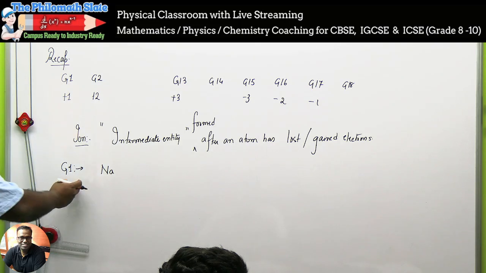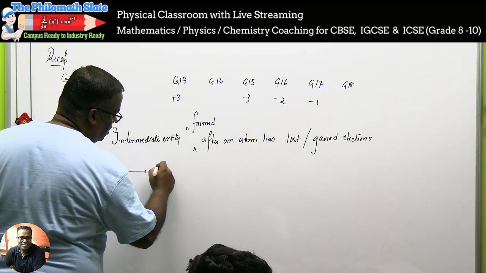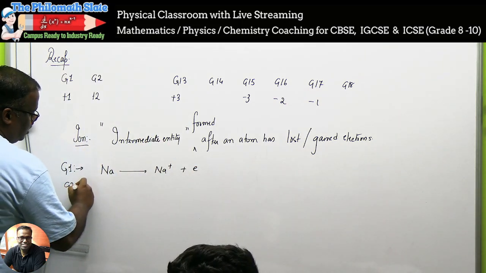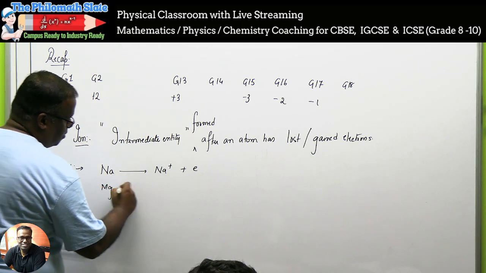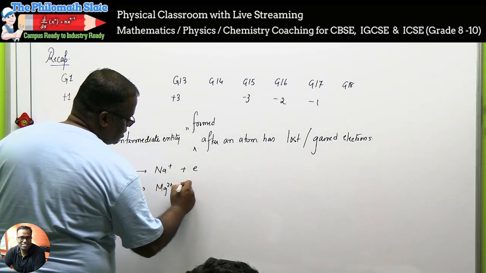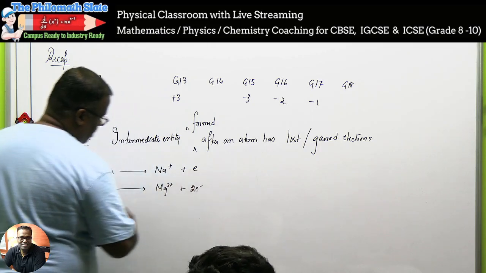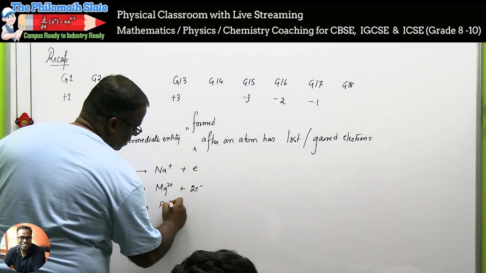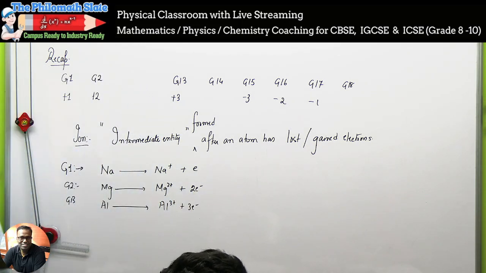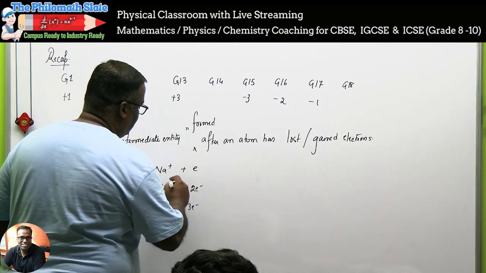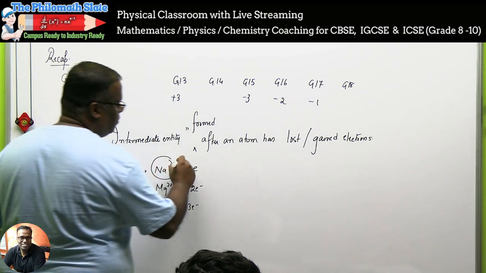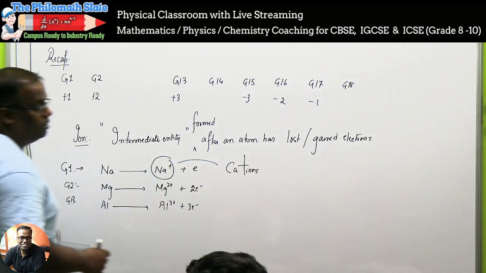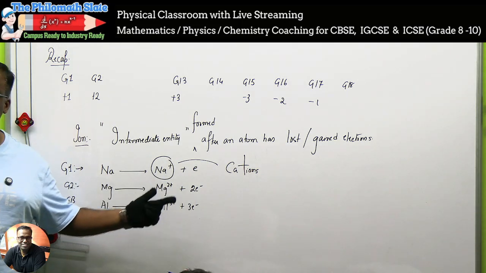So if I look at a group 1 example, sodium becomes sodium ion and loses 1 electron. If I take a group 2 example, magnesium becomes Mg2+ and loses 2 electrons. And if I take a group 13 example, aluminum becomes Al3+ and loses 3 electrons. Understood? Whenever you get a positive ion, it is known as a cation. The t is written like a plus, so you remember it. The positive ions are known as cations.